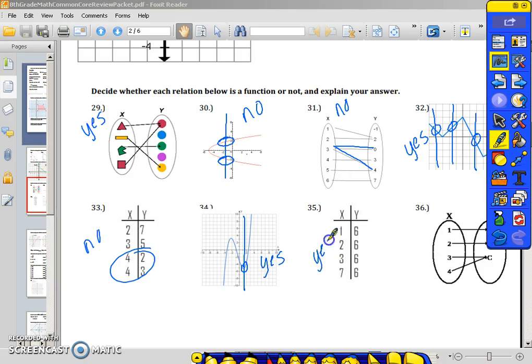For 35, x does not repeat, so that is a function. And for 36, each input goes to only one output, so that is a function. Please see the other video for the last half of our review packet.